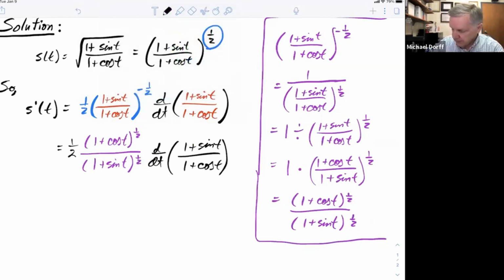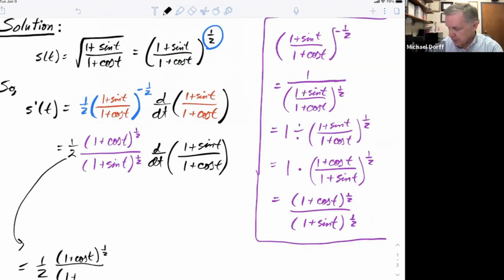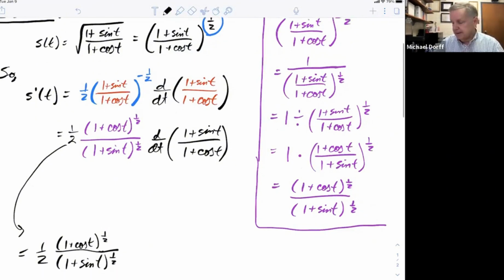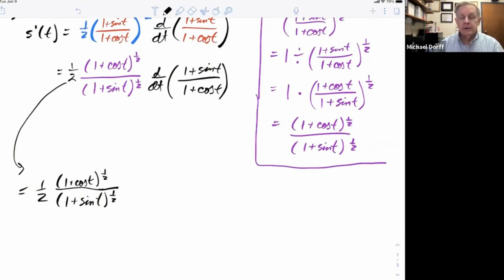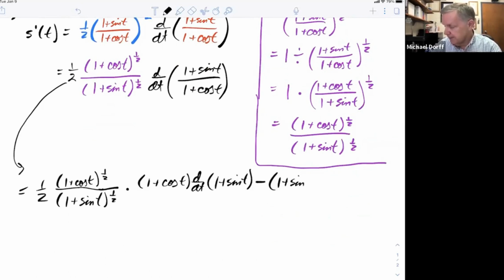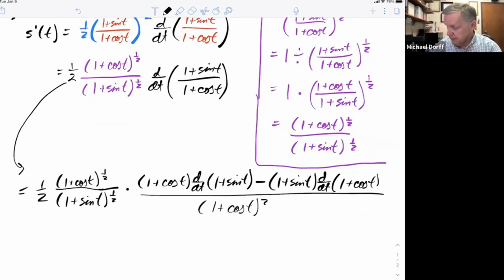All right, so we're going to go down here so we have some more space. Now, when I do that d/dt part, what do I have to do? Well, what I have inside the parentheses is a fractional representation, so I need to use the quotient rule. By the quotient rule, I'm going to have the denominator, 1 plus cosine t, times the derivative of the top, which would be d/dt of 1 plus sine t, minus the top, 1 plus sine t, times the derivative of the denominator, which is d/dt of 1 plus cosine t. And that's all over (1 plus cosine t) squared.